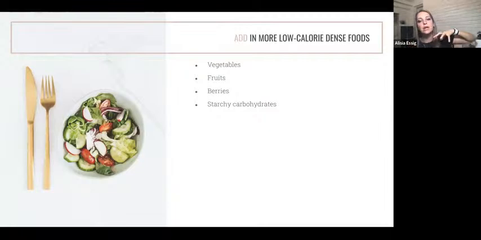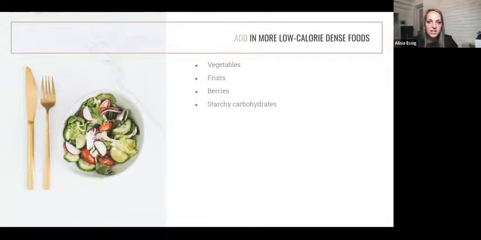Because the sour cream or the butter is going to be higher in saturated fat, which is going to increase your risk of heart disease. But if you're just eating potatoes with a little bit of salt, potatoes are high in potassium, so that's also going to help reduce your risk of high blood pressure. So we want to be eating these starchy carbohydrates to help us stay full and to help us stay satisfied.